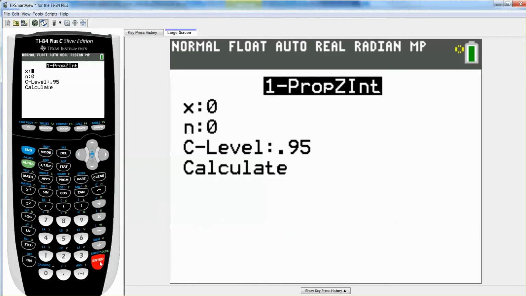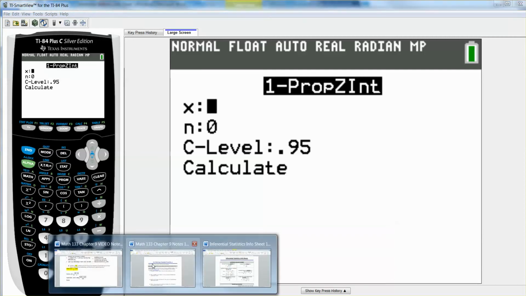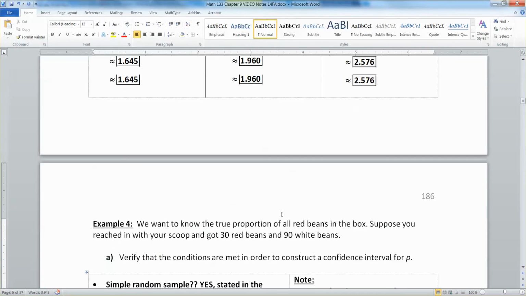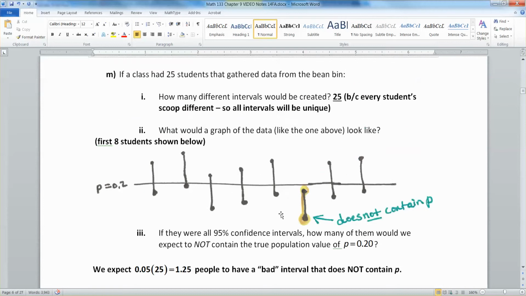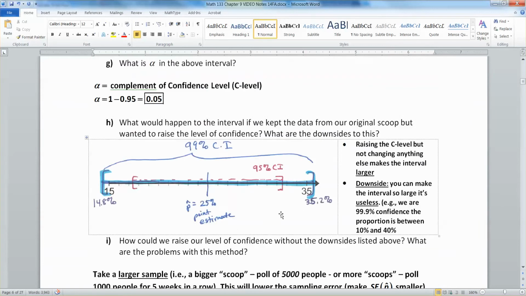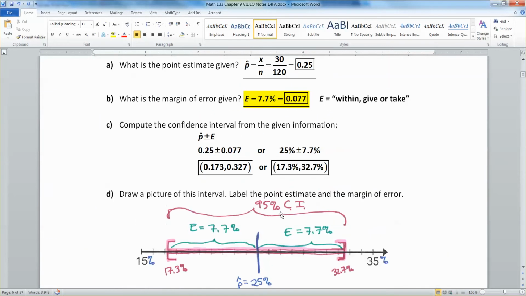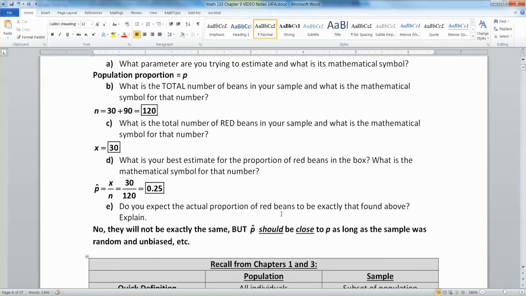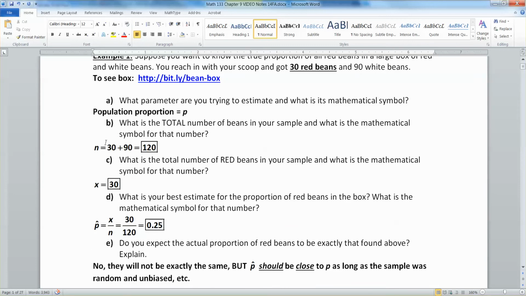1-PropZInt. Then it wants to know what your x is, what your n is, and what your confidence level is. Remember, x is the number that have the quality you are interested in. It's been a while since we saw it, but p hat was equal to x over n. X was the number of red beads in our sample, which was 30 right here, and n was 120 right here. That gets us p hat, which is 30 over 120.